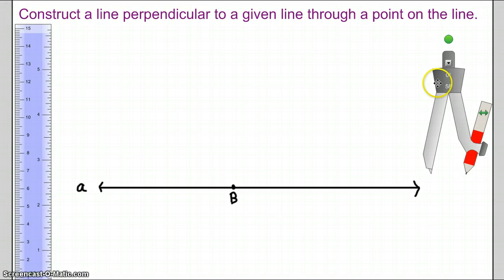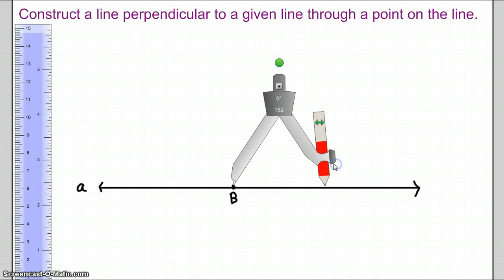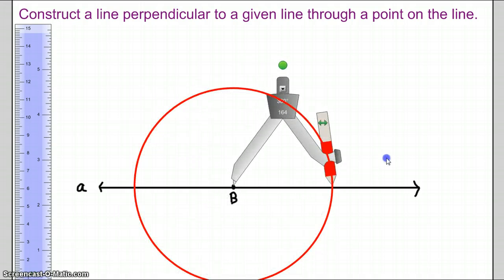Once you have it set up, you're going to take your compass and put the gold piece on B, and you're going to make an arc of whatever size you would like. The only rule is we want it to intersect on both sides. Okay, so I see I have an intersection on the left of B and the right of B.